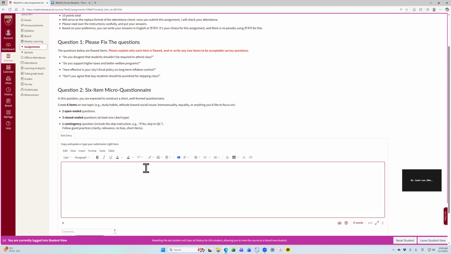All right, so question two, six micro questions. In your question, you are expected to construct a short, well-formed question. So two open-ended questions. Let's suppose the topic, as this is a social welfare class, is poverty. What do you think about the current level of poverty in the Sejong city area? We don't know, but it could be a variable answer there. So you can make the answer blah blah blah like that.